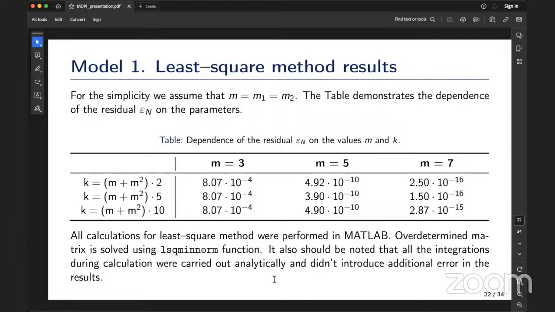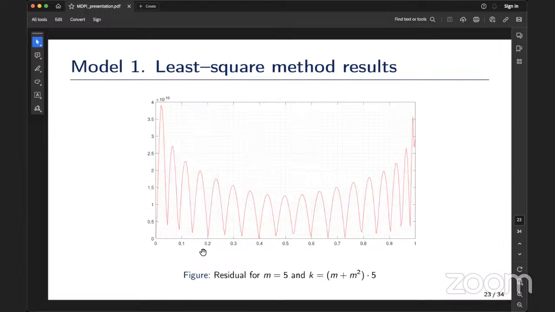Right, so in contrast to the application of the collocation methods, the least square method was implemented in MATLAB because it has a built-in function, lsqminnorm. So we just directly use this implementation. It should also be noted that all the integrations during the calculation were again carried out analytically, and no additional error was introduced into the result.